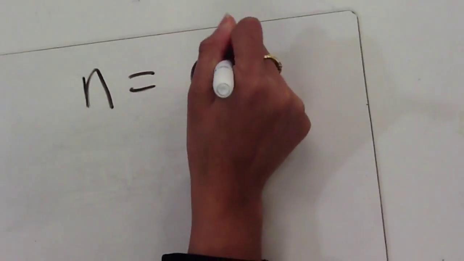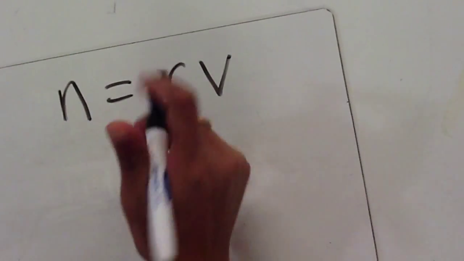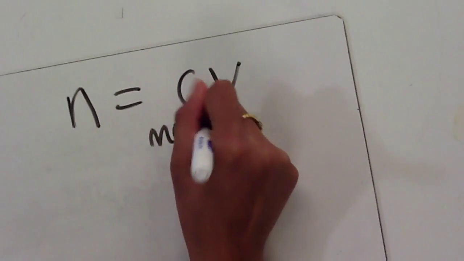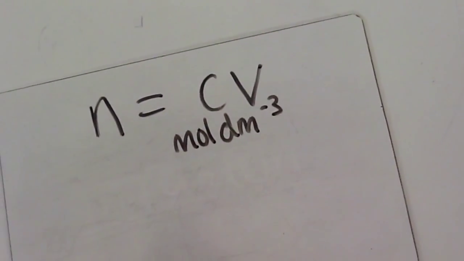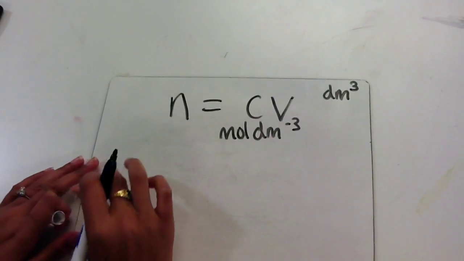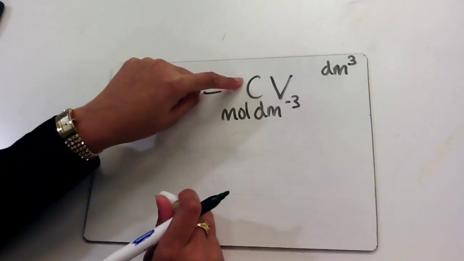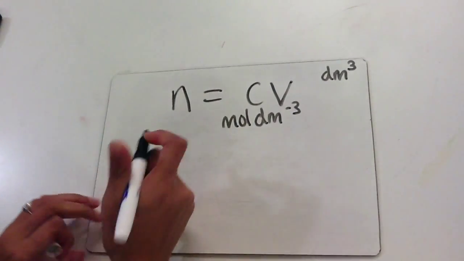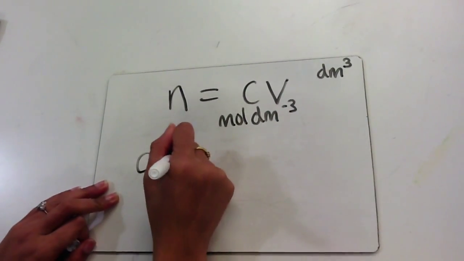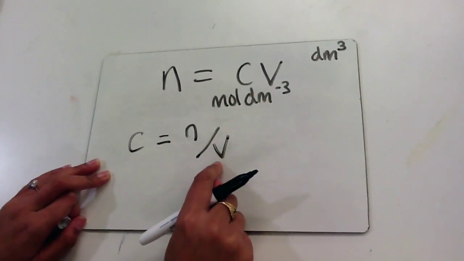The main equation that you are going to be using today is n equals CV, n being number of moles, concentration in moles per dm cubed, and volume in dm cubed. This equation can be rearranged to give C the subject of the formula, C being concentration. So concentration equals n over V, number of moles divided by volume.